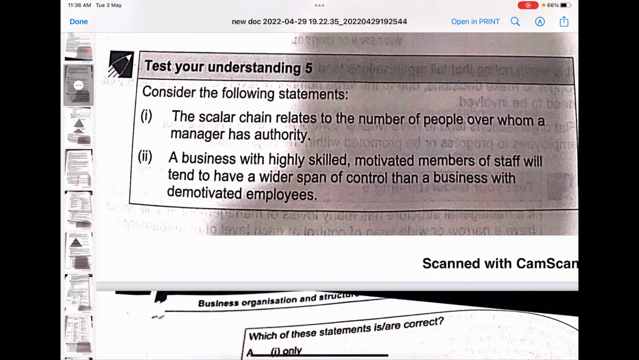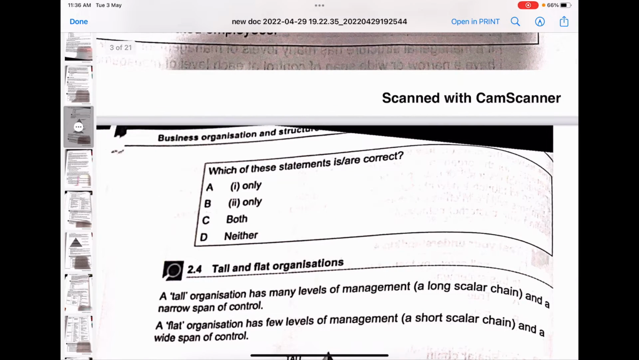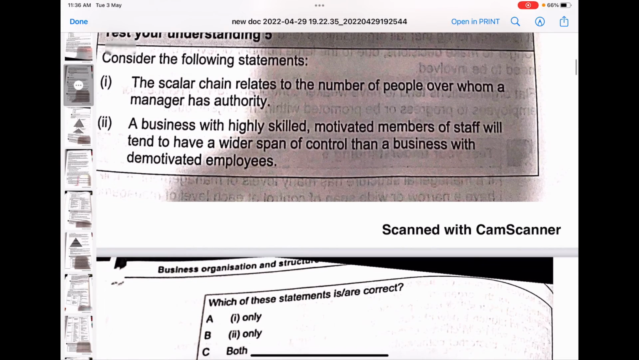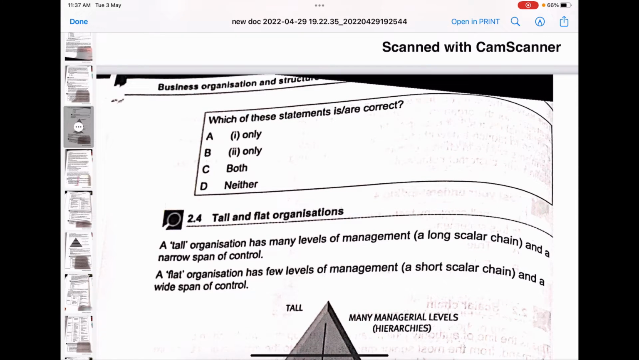Okay, which of the following statements are correct? That is the question. So the first one, number of people. What was number of people? Was it scalar chain or span of control? It was span of control. So a business with highly skilled, motivated members will tend to have a wider span of control than a business with demotivated employees, which we've seen earlier. So the answer is only the second option is correct, which is B.